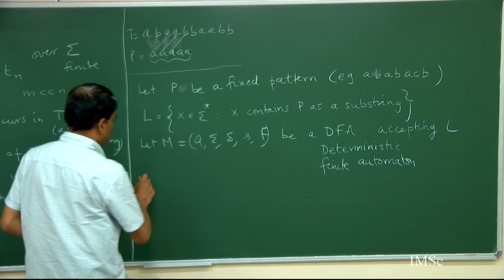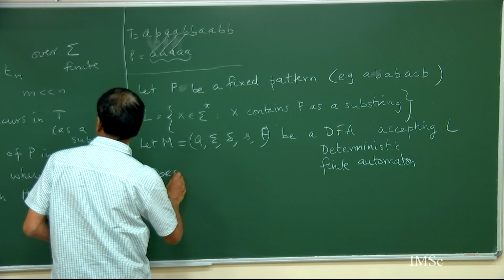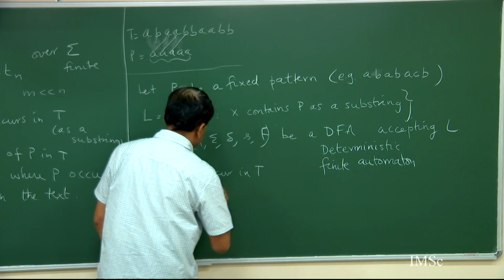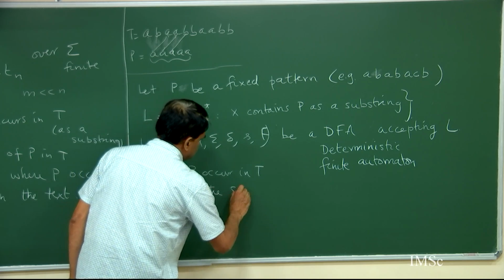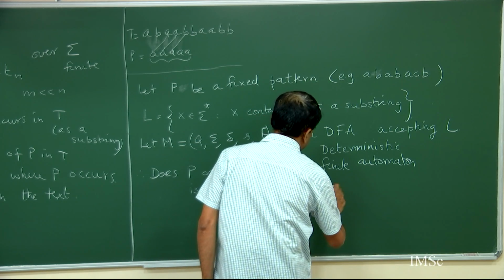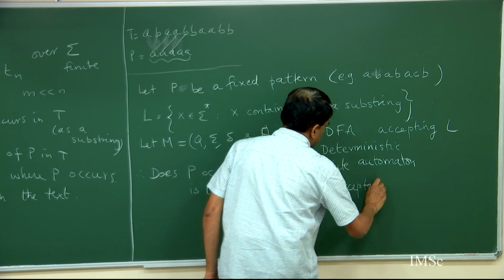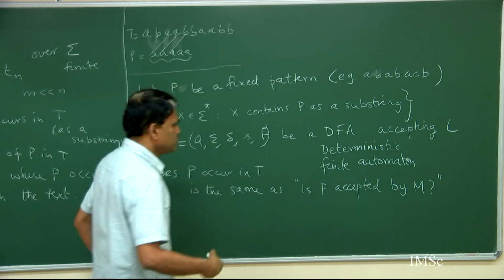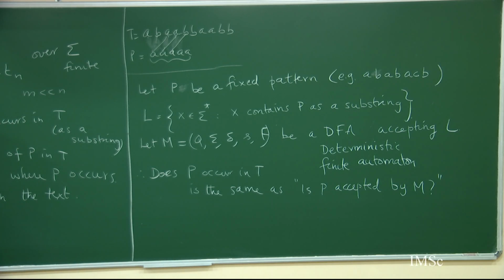Therefore, does P occur in T is the same as asking whether T is accepted by this machine. So this is one way to solve it: take your pattern, construct the deterministic finite automaton, and then take your text and run it on the machine. Actually, it can answer all the questions on the automaton.